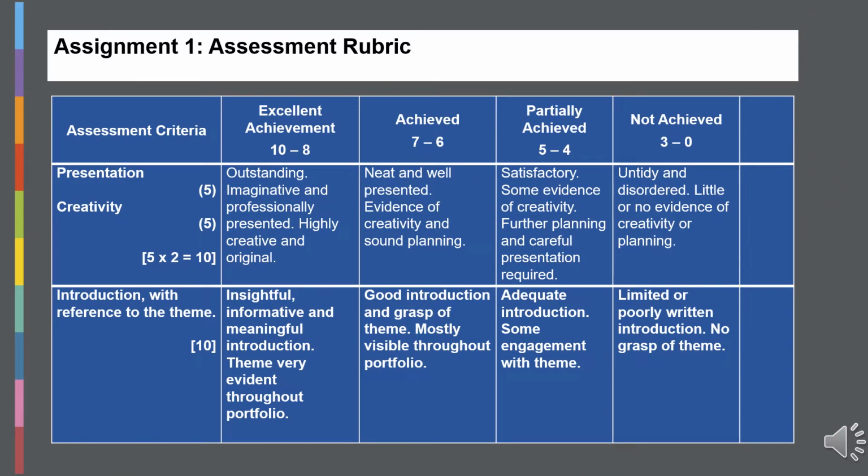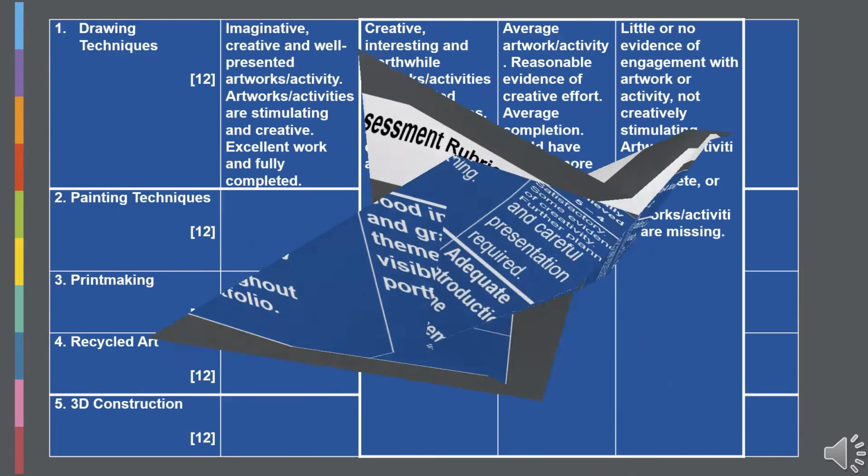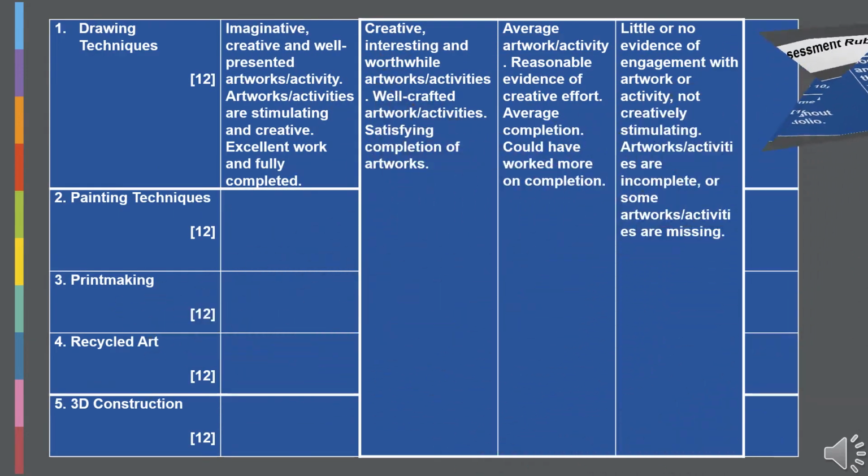This is the rubric that will be used to assess you during the course of this assignment. You will see this rubric is the same as the one you will find in your assessment guide. Firstly, you'll be marked on presentation and creativity, as well as your introduction and reference to the theme. Following this, you'll be marked on your different artworks, so your drawing techniques, painting techniques, printmaking, and recycled art, as well as your 3D construction.